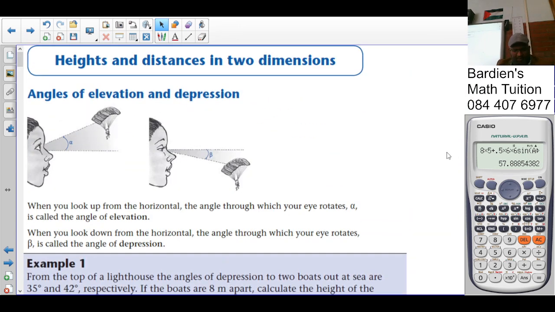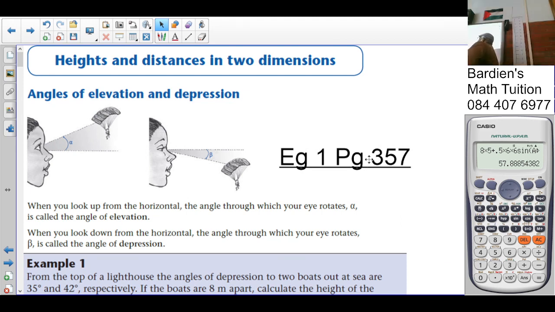You write this example 1 on page 357. Right, here we go. So we are told that the height and distance in 2 dimensions. For grade 11, we speak mainly about 2-dimensional problems. Grade 12, you will get 3-dimensional problems. It's just as easy as this here.